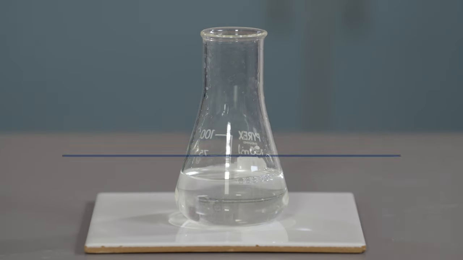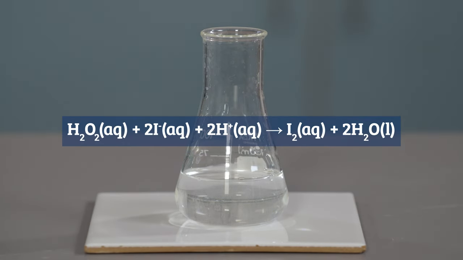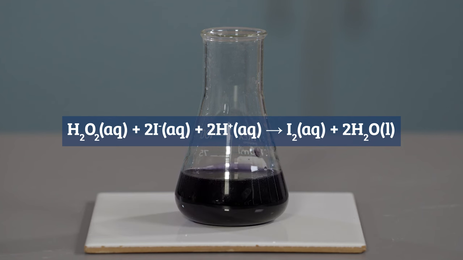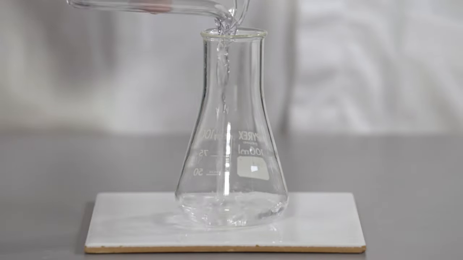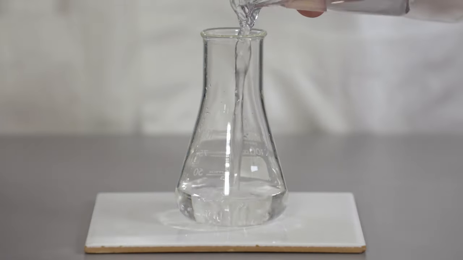However, before we begin, let's think about the chemistry. The dramatic colour change we see is due to iodine reacting with starch. Hydrogen peroxide oxidises the iodide ions to form iodine. However, we don't see this straight away. This is because a second reaction is also occurring.